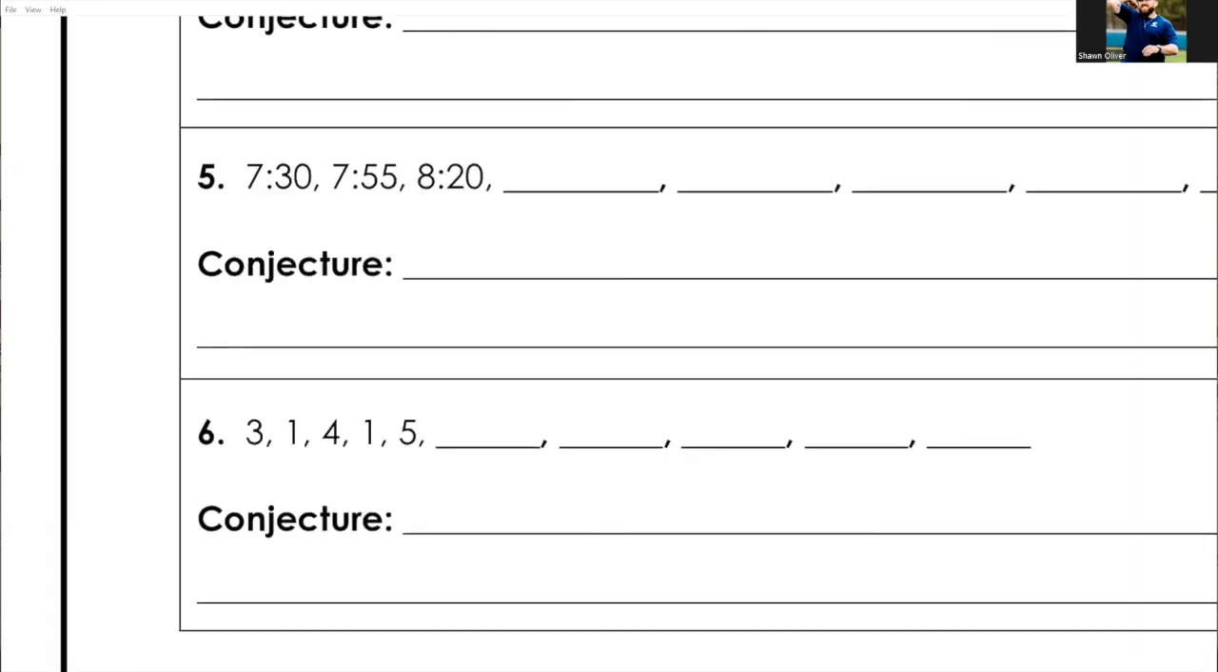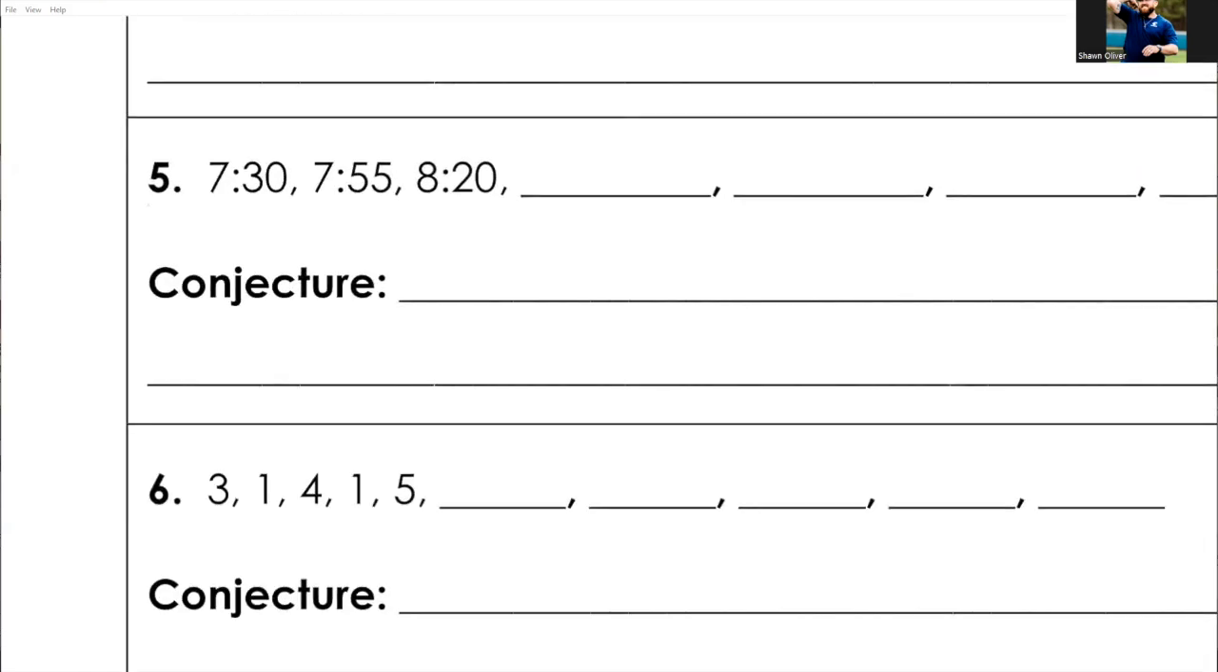How about number 5? 7:30, 7:55, 8:20. Increasing by 25 minutes. So this is the kryptonite of y'all's generation. Y'all don't really look at clocks anymore. You just look at your watch and be like, oh, we're good.